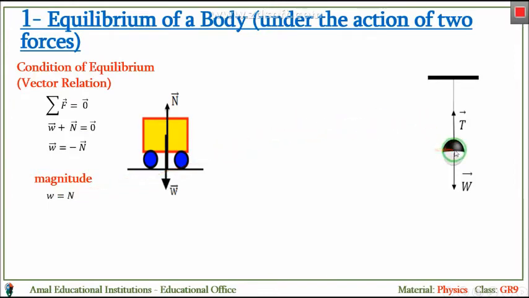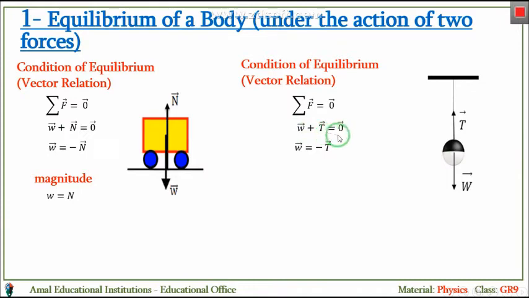In the second example, a ball is suspended by a rope connected to a wall. The two forces acting on the ball are the tension force and the weight force. Both forces are opposite in direction and have the same line of action. For this body to be at equilibrium, both forces must have equal magnitude. The condition of equilibrium, or the vector relation between the two forces acting on the ball, is that the weight vector plus the tension vector is equal to the zero vector, which means that the weight vector is equal to minus the tension vector. As a magnitude, the weight is equal to the tension force.